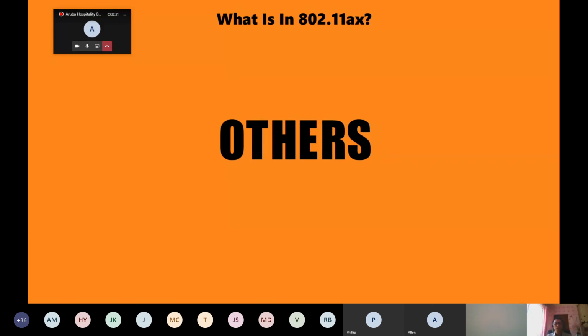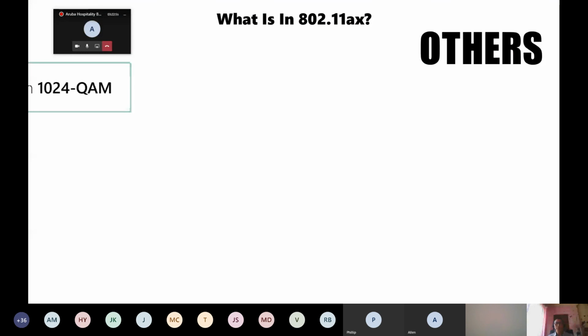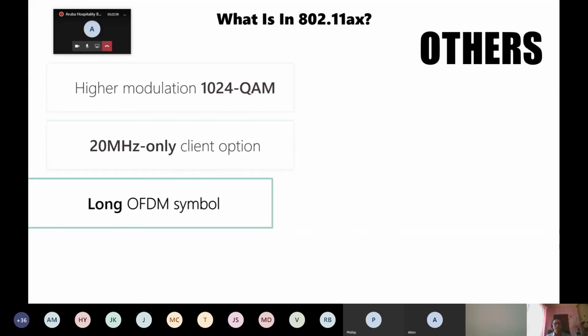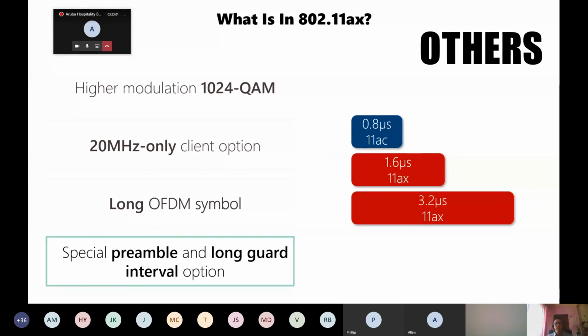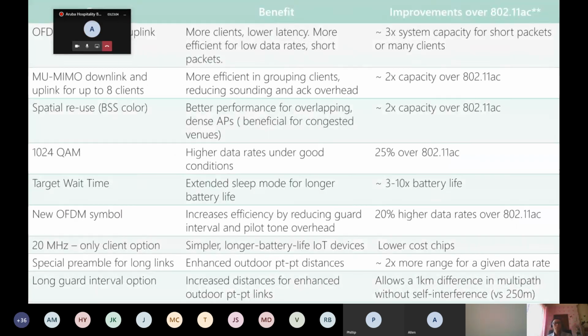Now there are others, and we're hitting 1 o'clock. There are others that I'm not going to go through on this slide because we're running out of time. You can look at it in your own time when you receive it. They are not as significant in terms of impact. And this table shows the benefits of 11ax versus 11ac. So again, I'll let you go through it in your own time.